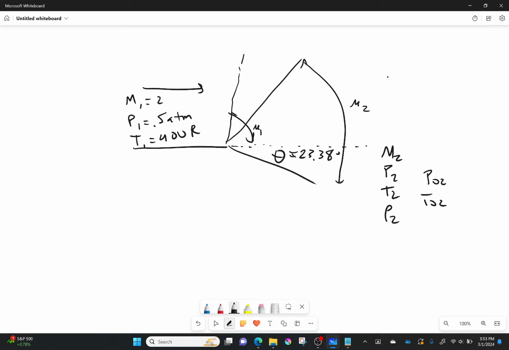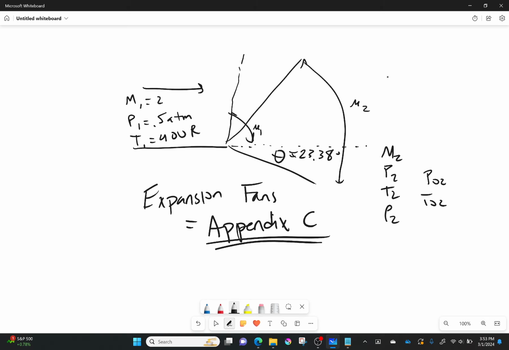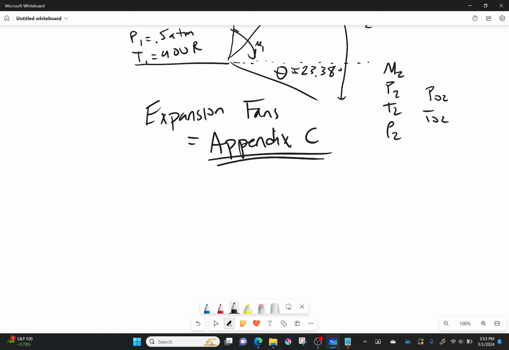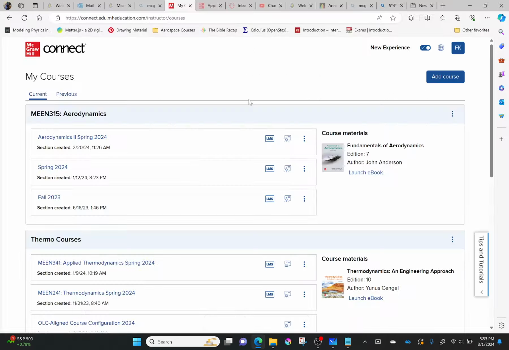Now, just like with our oblique shock and normal shock problems, we're going to have to go to the tables because it's way easier than trying to solve any of those crazy equations. So in this case, for expansion fans, we're going to be going to a different table than we've been using the last few times. We're going to be going to Appendix C. And so now with the power of moving magic, I'm going to take you to Appendix C.